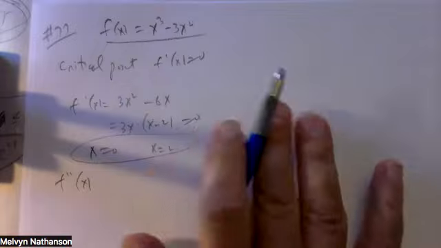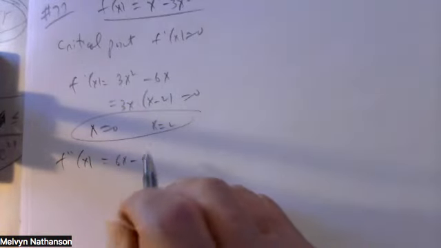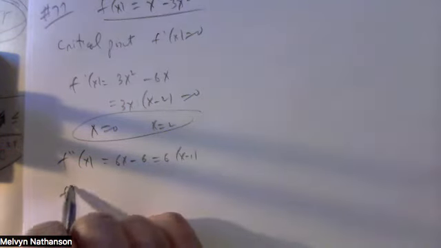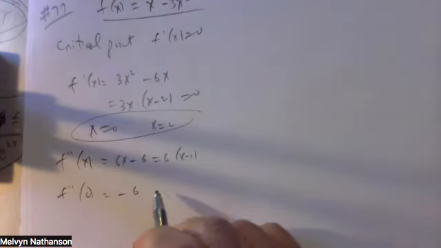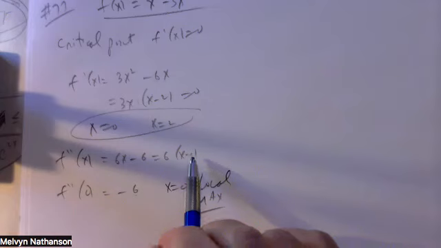What's the second derivative? The second derivative is 6x minus 6, or 6 times x minus 1. F double prime at 0 is minus 6. So at 0, you have a critical point. The second derivative is negative. So x equals 0 is a local maximum by the second derivative test.